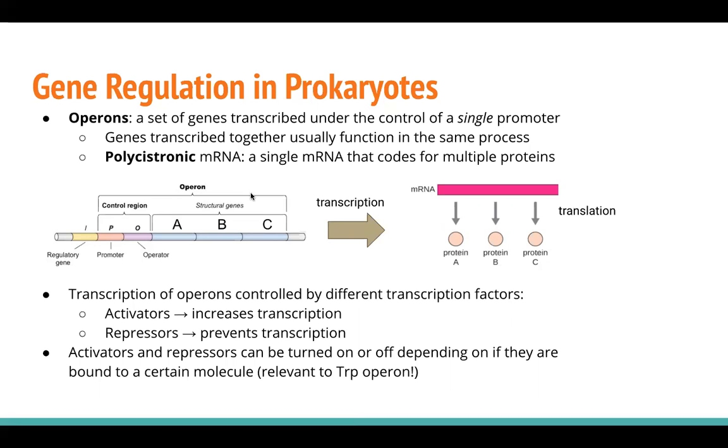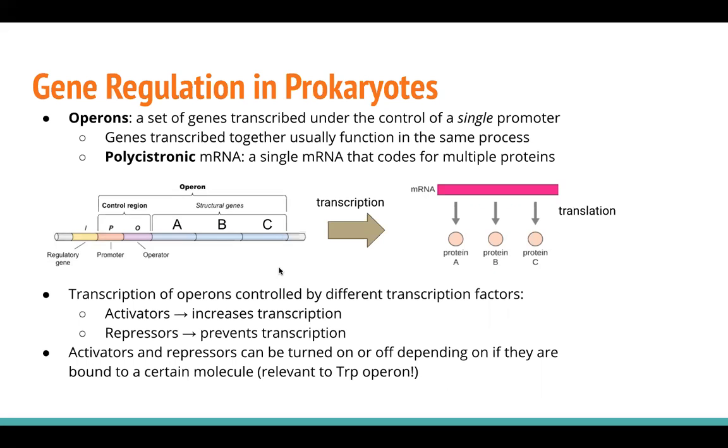Also, the term polycistronic mRNA is a single mRNA that codes for multiple proteins. So this is a big difference between prokaryotes and eukaryotes because we do not have polycistronic mRNA. We only have monocistronic mRNA, which means that our mRNA can only code for one protein, whereas in prokaryotes, their RNA can code for multiple.